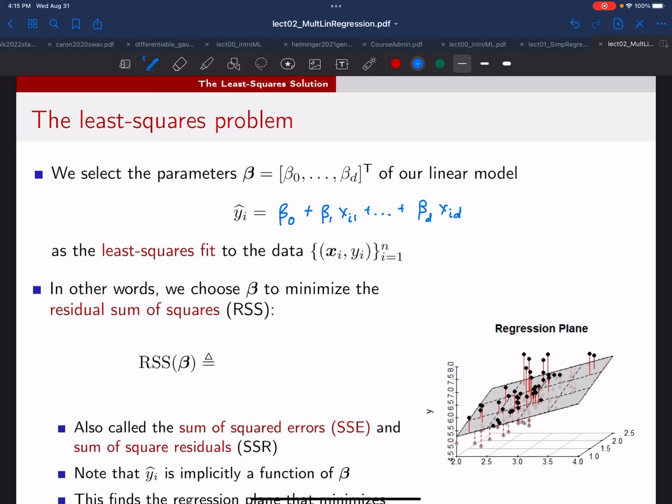And so we want that these yi hats are a close approximation to the yi's in our data set. So we're going to use the same approach as we did in the previous unit. We're going to define RSS as the sum over all our samples i of our squared differences between the truth and our predictions.